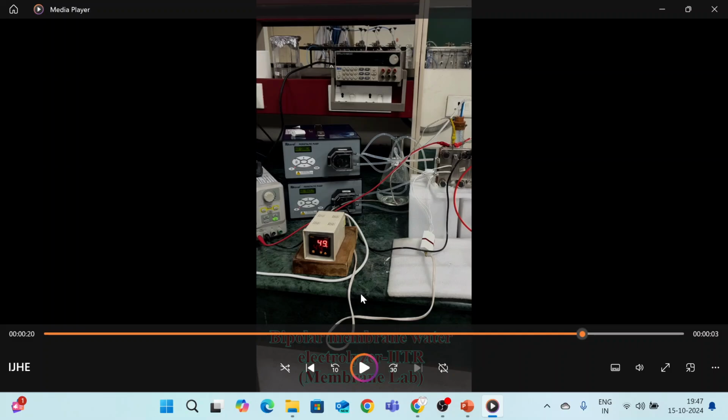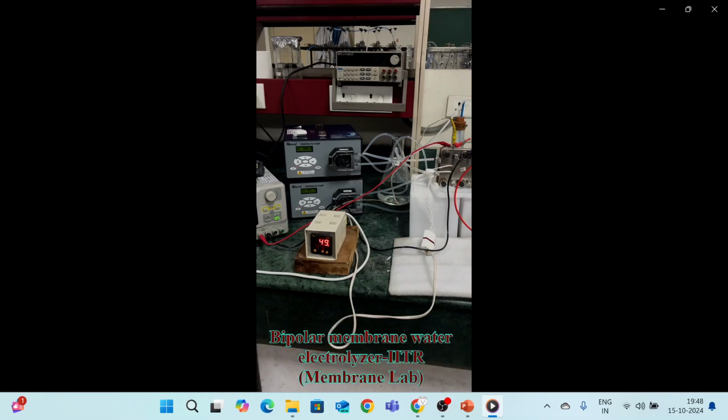Water should be fed at high temperature, around 80 degrees centigrade. But I am doing 50 degrees centigrade because I am preparing some novel membrane, a bipolar membrane. Generally it is a proton exchange membrane or anion exchange membrane water electrolyzer, but this has some advantages. That's why I am preparing this bipolar membrane. This is your pump; the water is fed inside the electrolyzer.